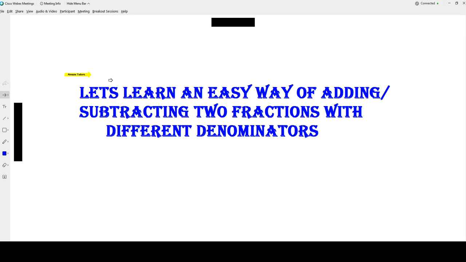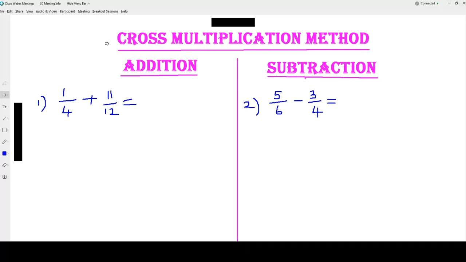So today we are going to learn about an interesting topic: how to add two fractions with different denominators using a quick trick, an easy method to do that. Let's get into the topic. Cross multiplication method is what we are going to use for adding and subtracting with two different denominators.